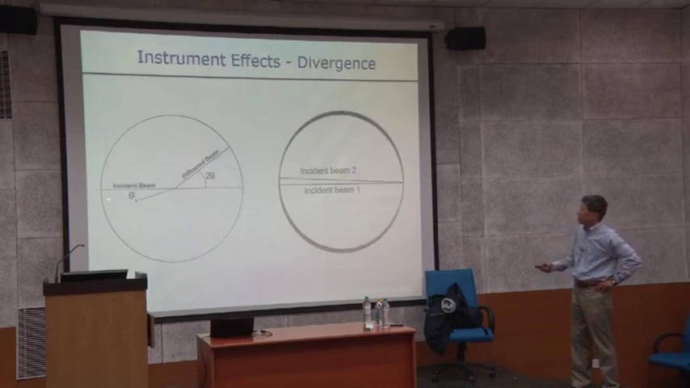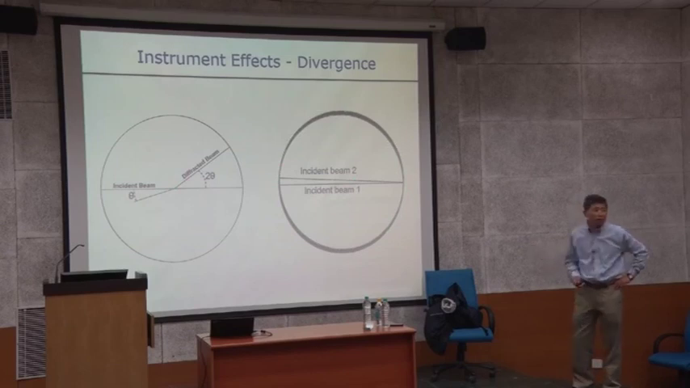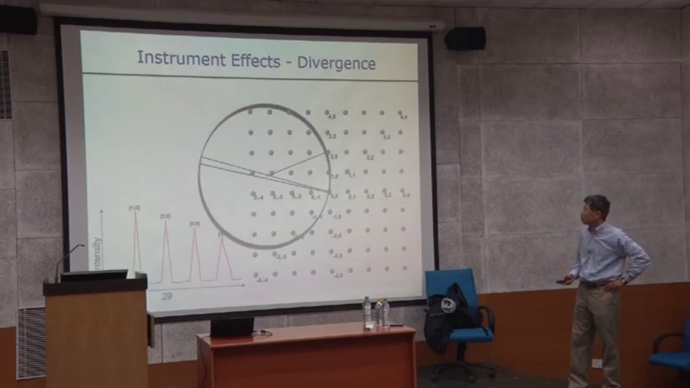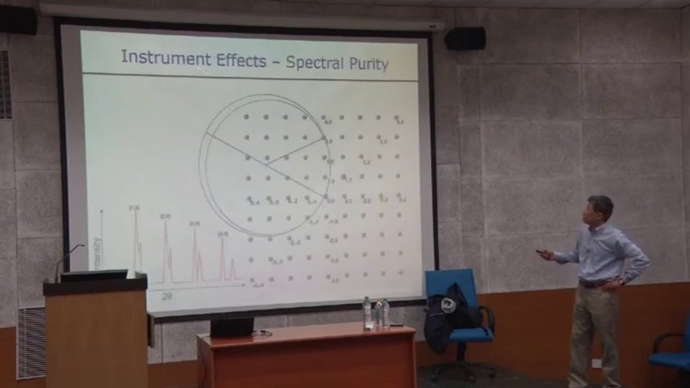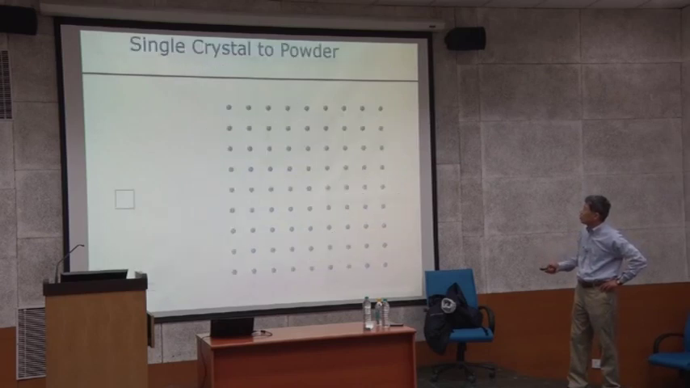So you see the incident beam coming in and the diffracted beam coming out, and then you have some kind of instrument effect, divergence, and I'm not going to talk about this. Okay, so we have the spectrum of this, and then the purity of this. I think we'll skip this one.